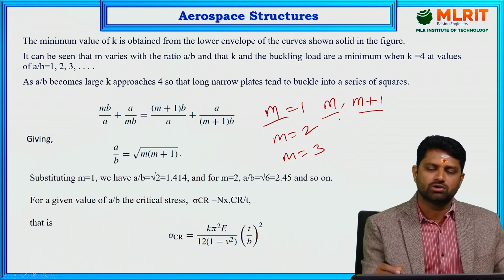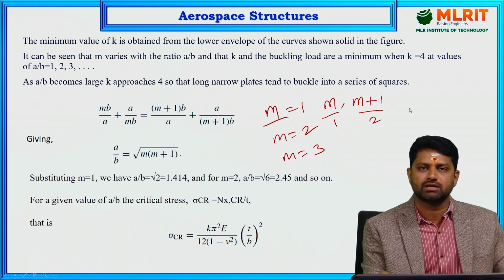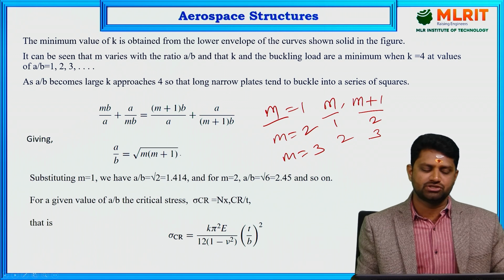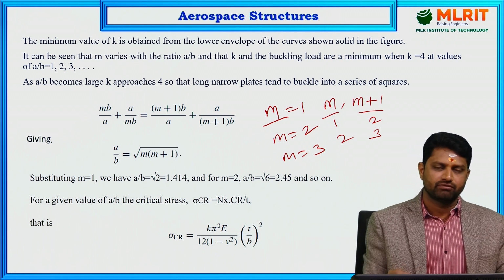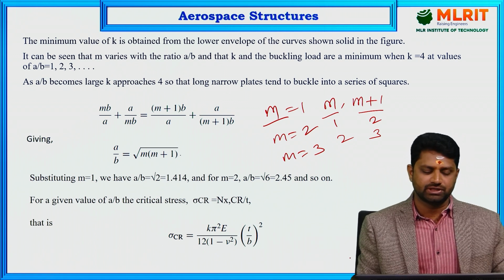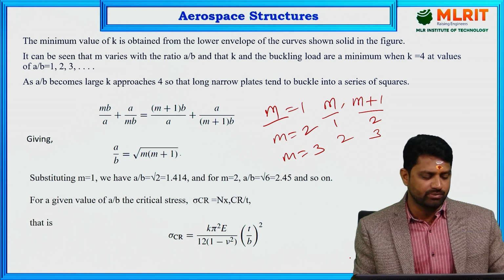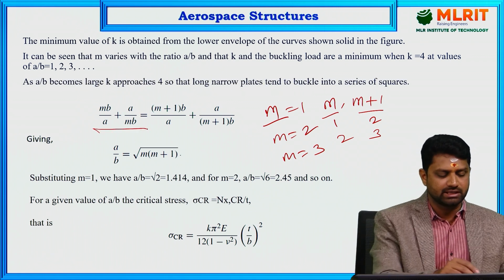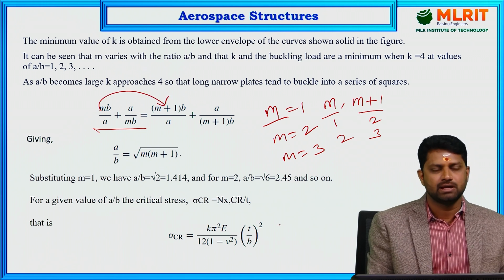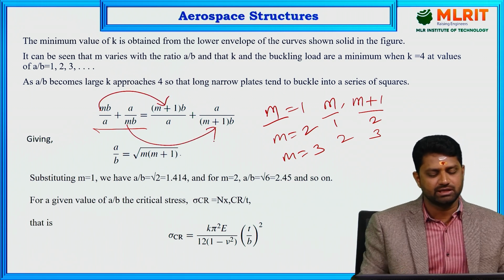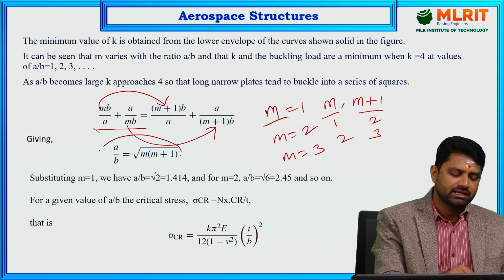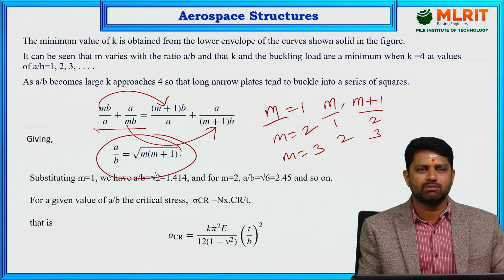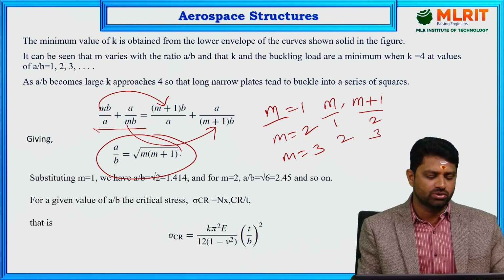So if you take M equals 1, here it becomes 1, here it becomes 2, and here it becomes 3. So that is in general. What we are doing here is, from the formula of buckling coefficient, K equals (MB by A) plus (A by MB), we write the next mode, that is, in place of M we substitute M plus 1, and here also in place of M we substitute M plus 1. We are trying to get a relationship between the A by B ratio and M, so that we get A by B equals square root of M into (M plus 1).